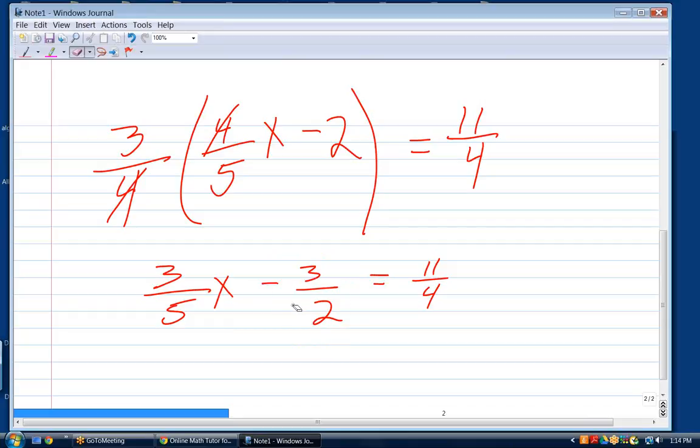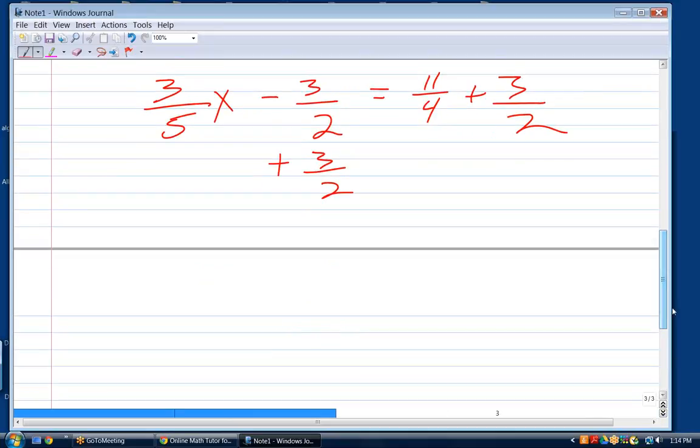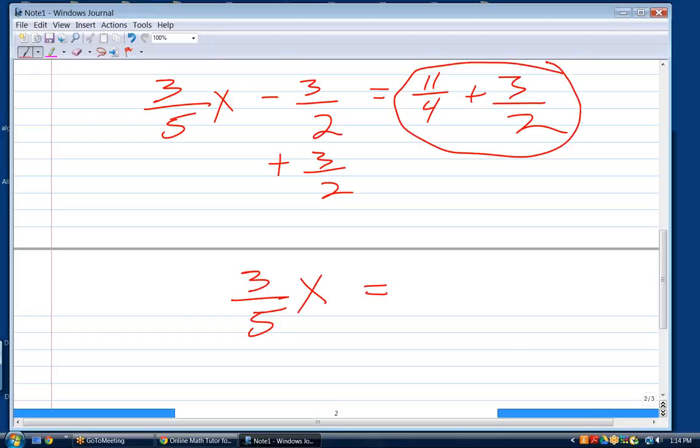So how do I get rid of this 3/2? Add 3/2 to each side. Okay. That now gives me on the left 3/5 x equals, what's 11/4 plus 3/2? How do I do that? How do I add two fractions with different denominators?